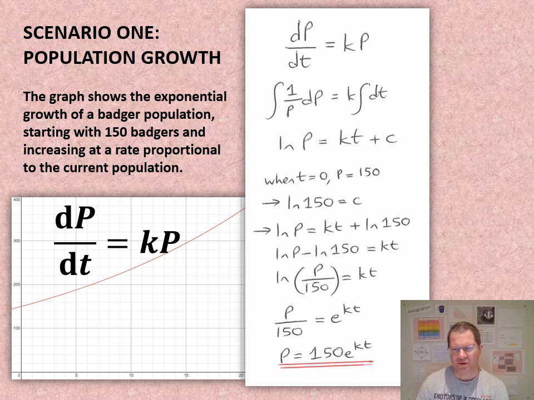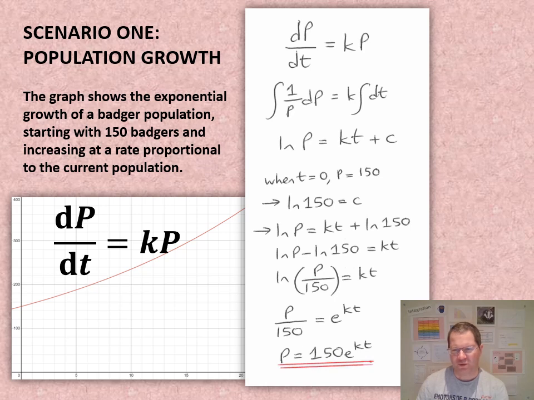Now we can work out the value of c. We can't work out the value of k, we need more information for that. But we can work out the value of c because we're told that it starts with 150 badgers. So that means that when t is equal to 0, P is equal to 150. Substituting those numbers into ln P equals kt plus c, we get ln 150 equals nothing plus c. So c is ln 150. Substitute that into our ln P formula. We get ln P equals kt plus ln 150.